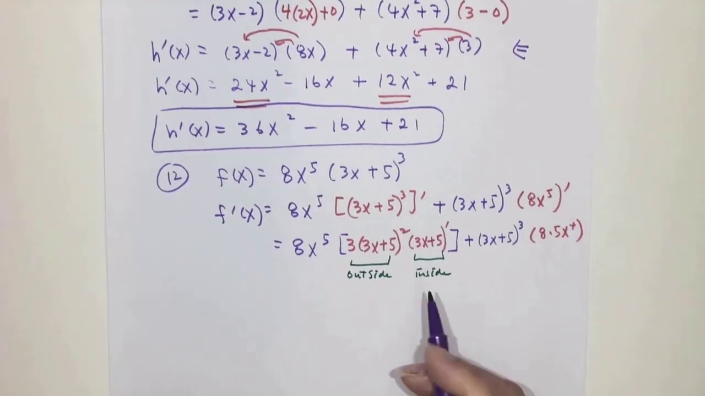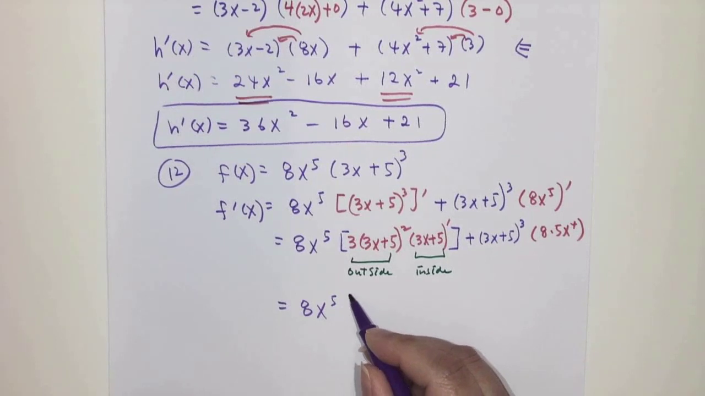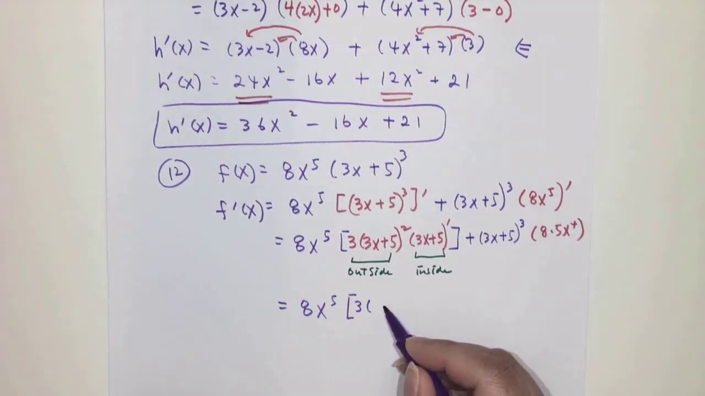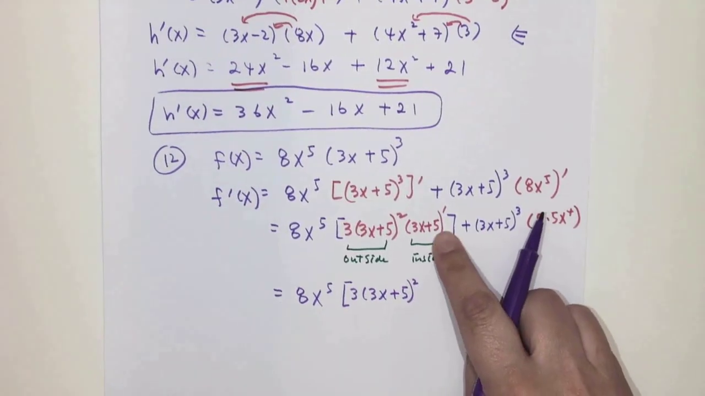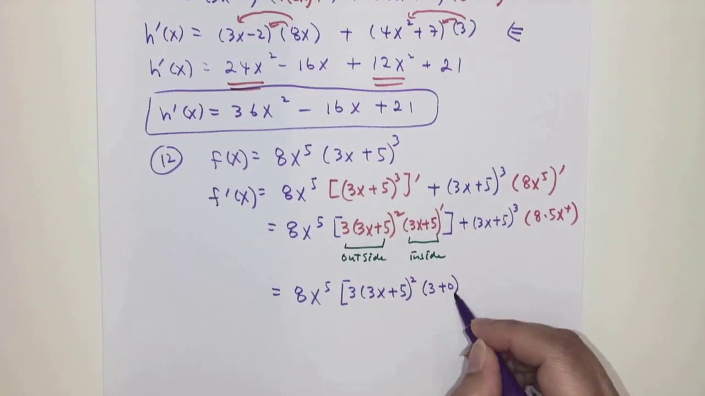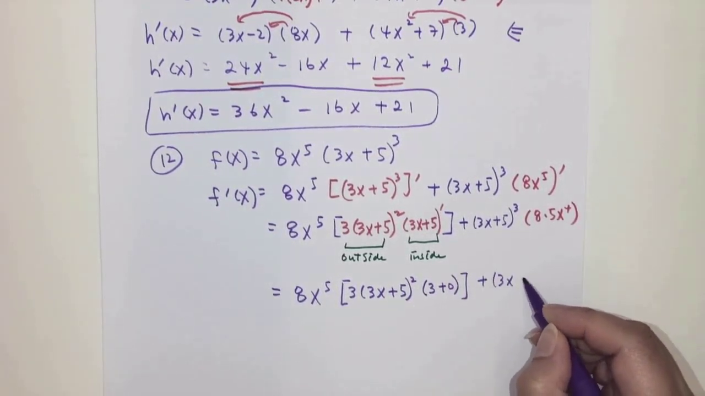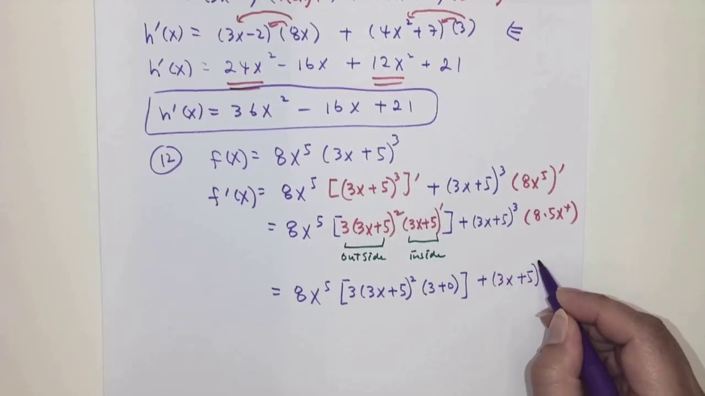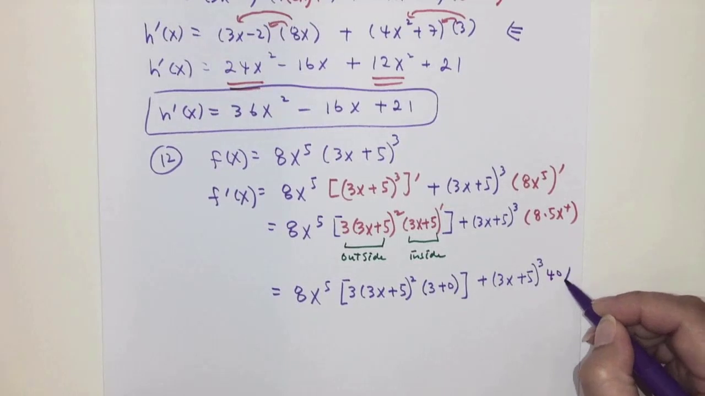Okay. Now, 8x to the 5th power, here we have 3 times 3x plus 5 squared. Take the derivative of this part is just 3, right? Plus a 0. Okay, and then adding my 3x plus 5 to the 3rd power. This together would be 40x to the 4.